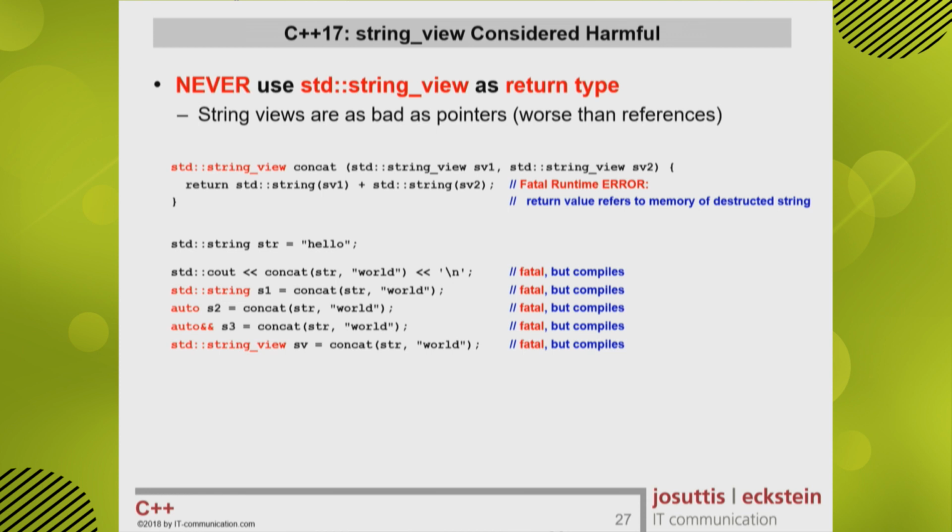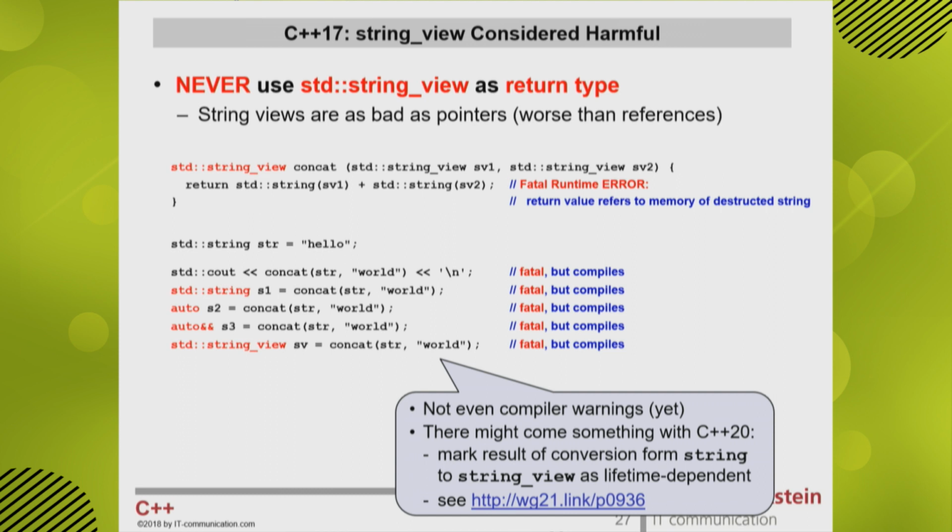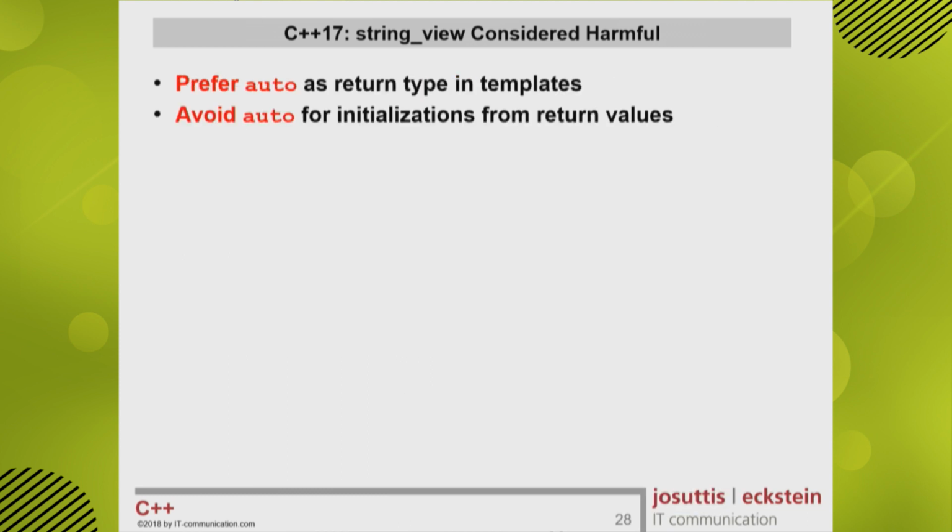Now you might say, well, we can know that, okay. But it's not that easy. Look at this. I write this operator, it makes sense, and I am smart. I say the return type is an std::string. So I'm safe now, because I take two string views, concatenate them, and the result is a string with its own memory.